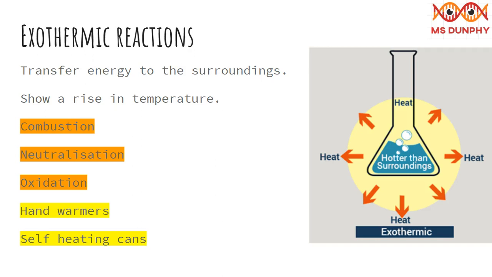An exothermic reaction is one which transfers energy to the surroundings. This is shown by a rise in temperature in the surroundings. The best example of an exothermic reaction is burning fuels, combustion. This gives out a lot of energy. It's very exothermic. Neutralization reactions between an acid and an alkali are also exothermic, as are many oxidation reactions.